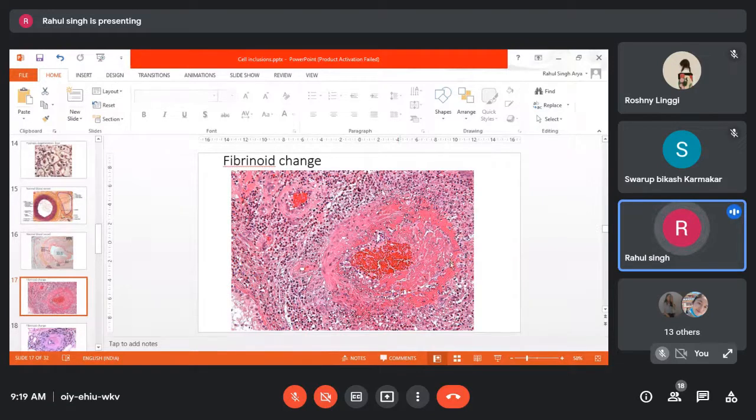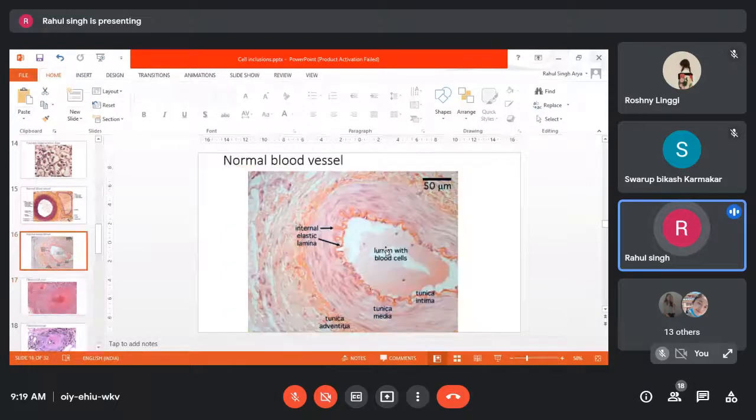This used to be the wall of the blood vessel. You cannot appreciate intima, media, adventitia, anything here, and there is extensive infiltration by WBC here. You can see the whole area is inflamed. You can see this another small blood vessel, extensive infiltration by the WBC. This is the fibrinoid change.